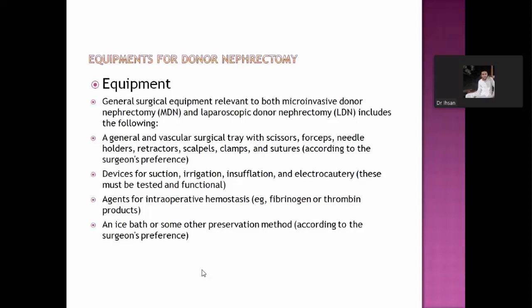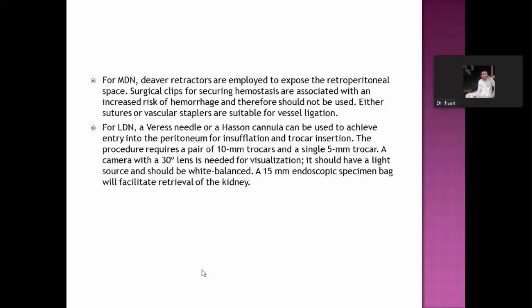Agents for intraoperative hemostasis, fibrinogen or thrombin products. An ice bath or some other preservation method according to the surgeon's preference. For MDN, retractors are employed to expose the retroperitoneal space. Surgical clips for securing hemostasis are associated with an increasing risk of hemorrhage and therefore should not be used. Neither suture nor vascular staplers are suitable for vessel ligation.